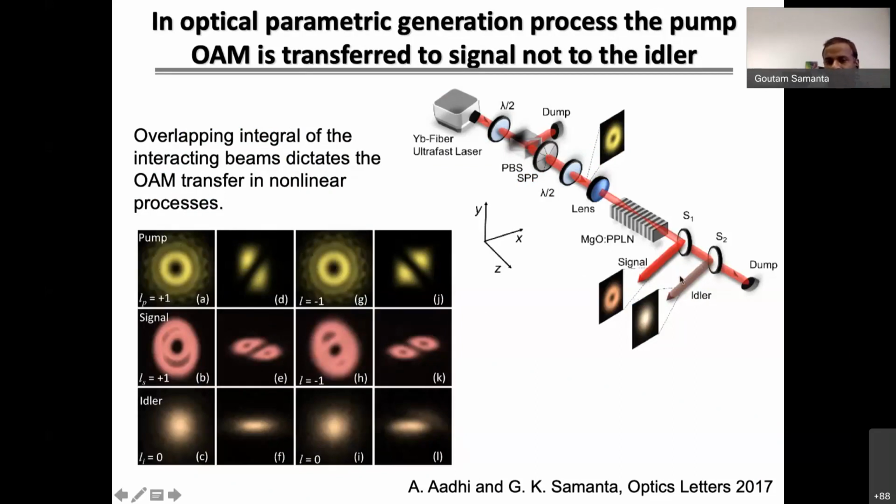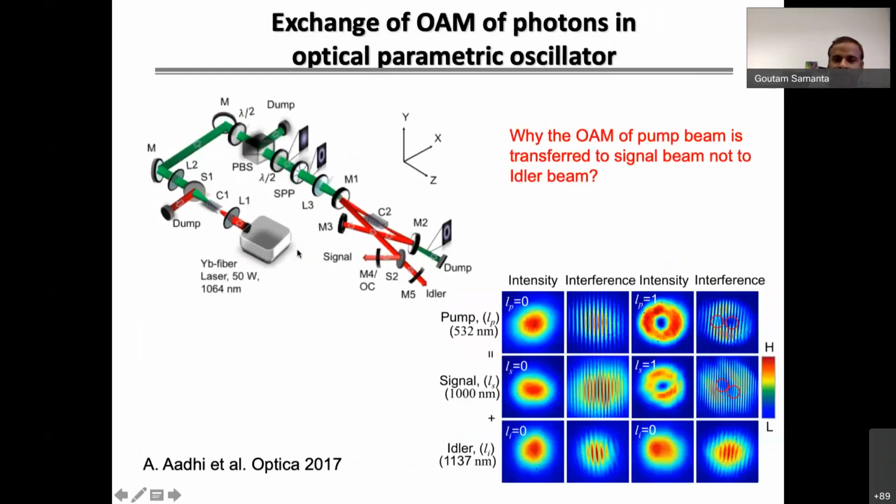Now we tried to find out whether there is any mechanism where we can selectively switch the orbital angular momentum mode of the pump either to the signal or to the idler. So instead of this single pass optical parametric generation, we tried it in an optical parametric oscillator. Here is the experimental configuration. Again, we take a CW laser, frequency doubled into the green, and that green is converted into a vortex mode. And then this is the OPO in the X cavity configuration.